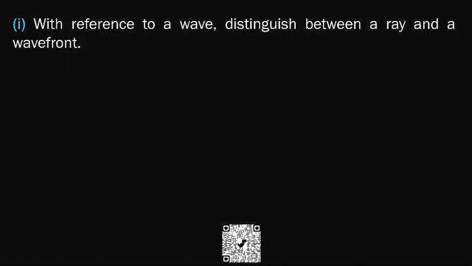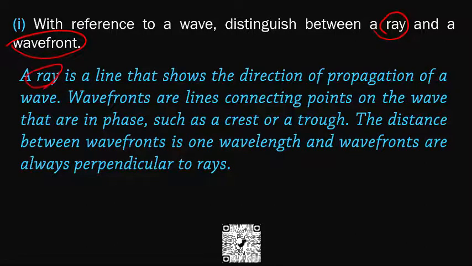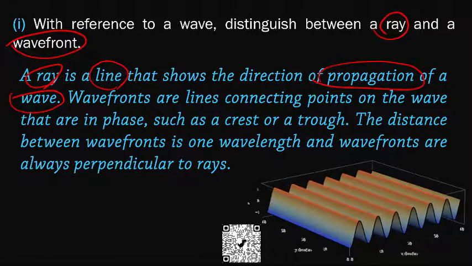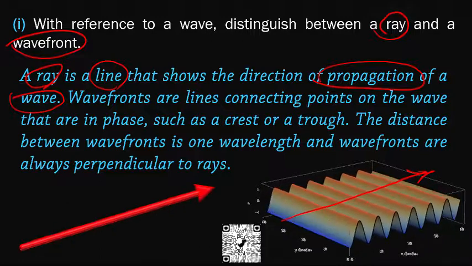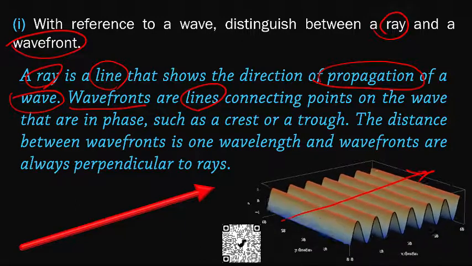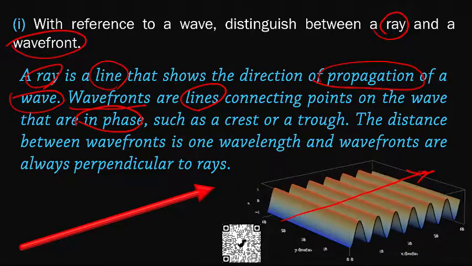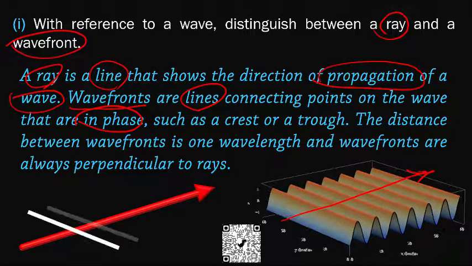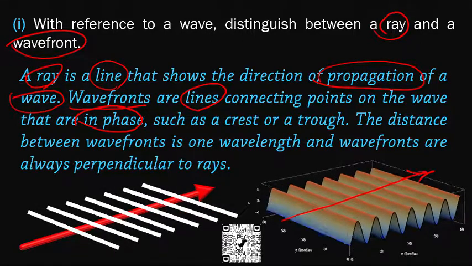With reference to a wave, distinguish between ray and wavefront. Okay, we know a ray is a line or arrow that shows the direction of propagation of the wave or energy transfer. If this is a wave, it could be a ray, an arrow indicating energy transfer. Wavefronts are lines connecting points on the wave that are in phase. It's very important, in phase. They could be on one crest or one trough. So those lines, like these white lines, could be regarded as wavefronts. On each wavefront, you will find many points which are in phase.